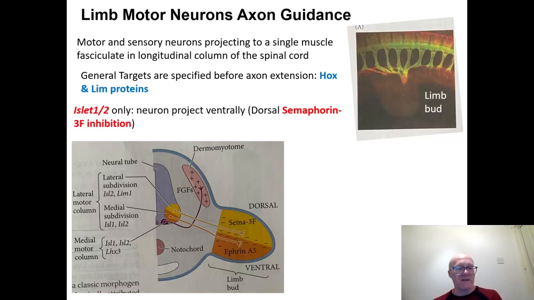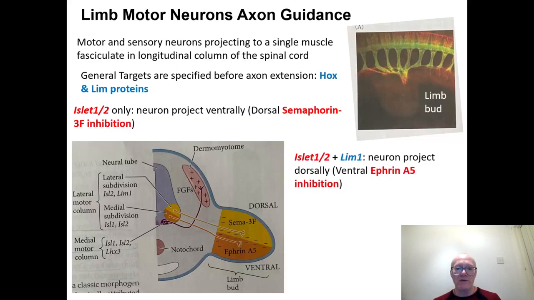If a neuron expresses only Islet1 and 2, it will project in the limb bud ventrally. So you can see this one here. The limb bud, in fact, is divided in a ventral and dorsal region. The neurons project ventrally because they express the receptor for semaphorin 3F. And semaphorin 3F is only expressed in the dorsal part of the limb bud. So the neurons that express Islet1 and 2 cannot actually go there because they are sensitive to semaphorin 3F inhibition.